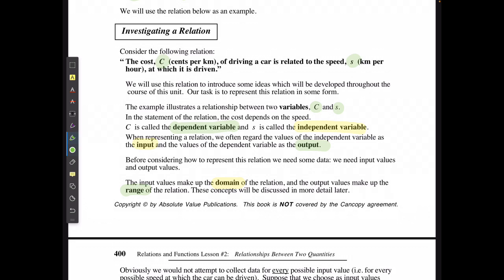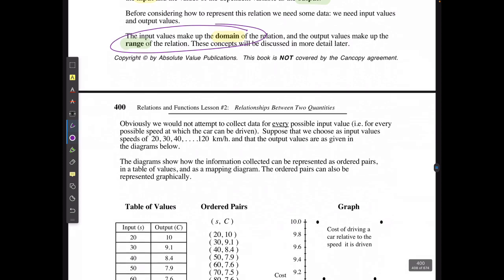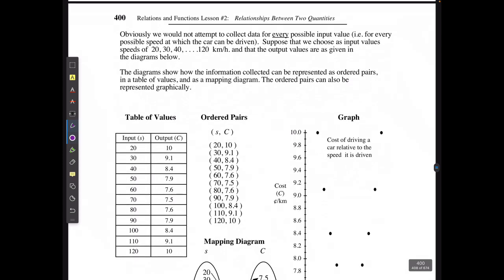Every single set of values, so all the values that we input, are the domain. All the values that we get for output are the range. These are going to be some of the most important terms you're going to use going forward, especially domain and range. That makes up a big portion of our future math courses. So, obviously we would not be able to collect data for every possible input. So we suppose that we're going to choose specific ones: 20, 30, 40, 50, 60, 70, 80, 90, all the way up to 120 kilometers per hour.